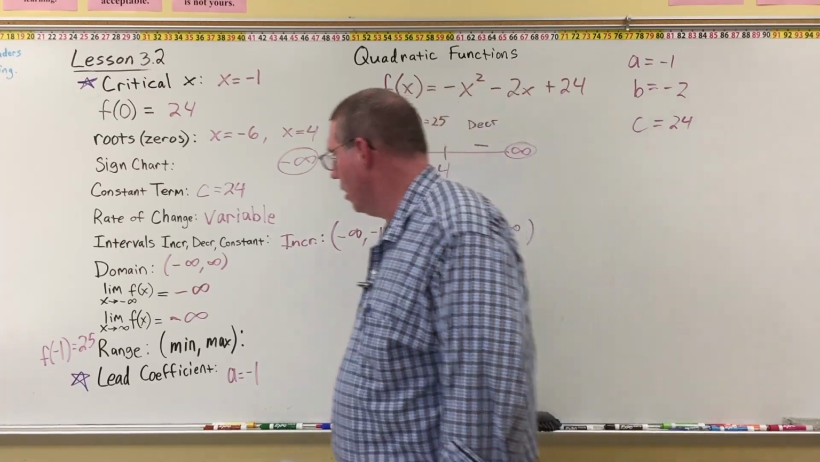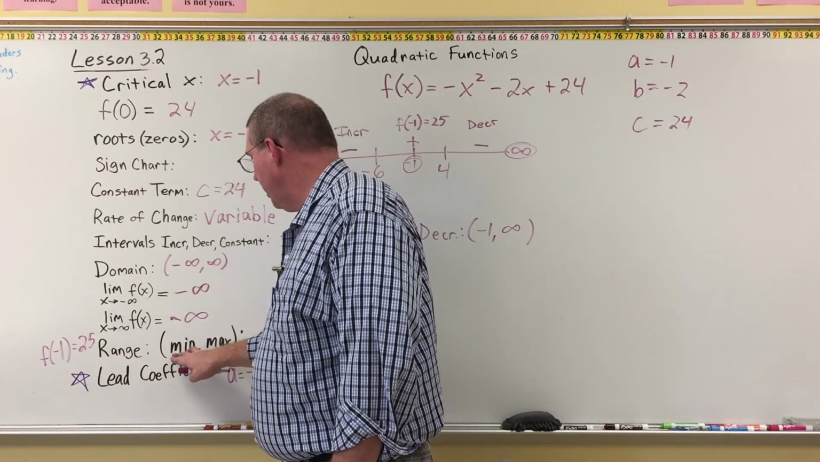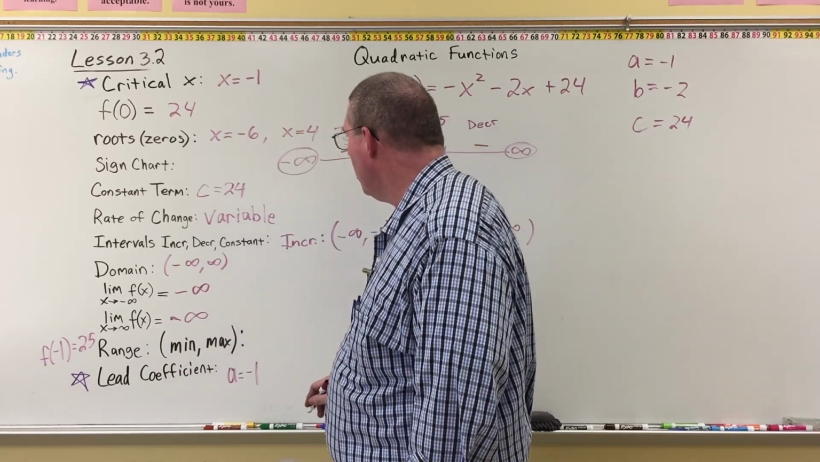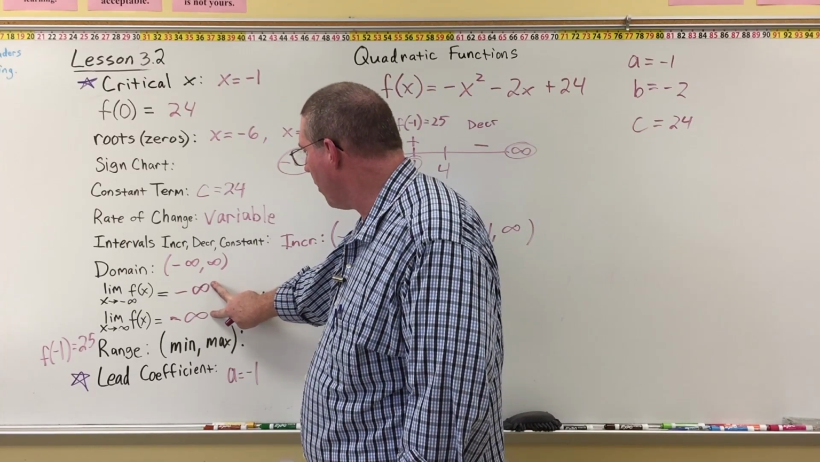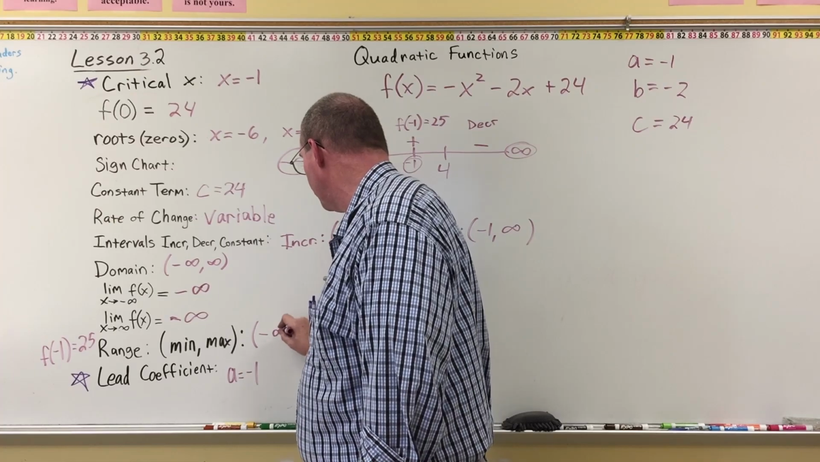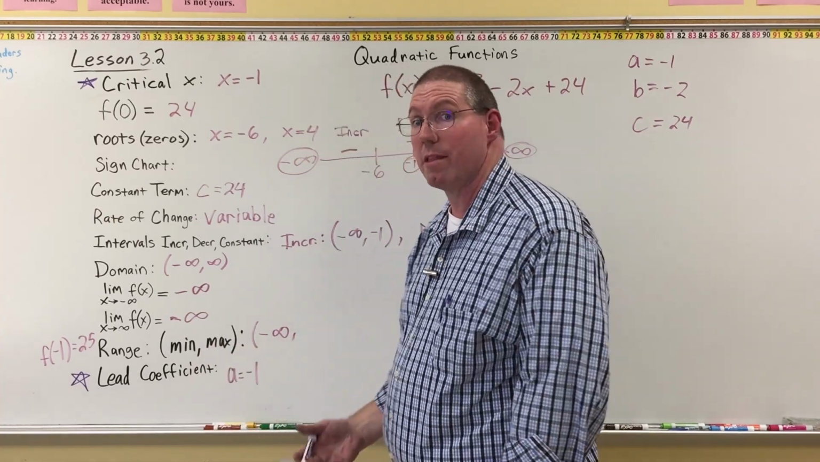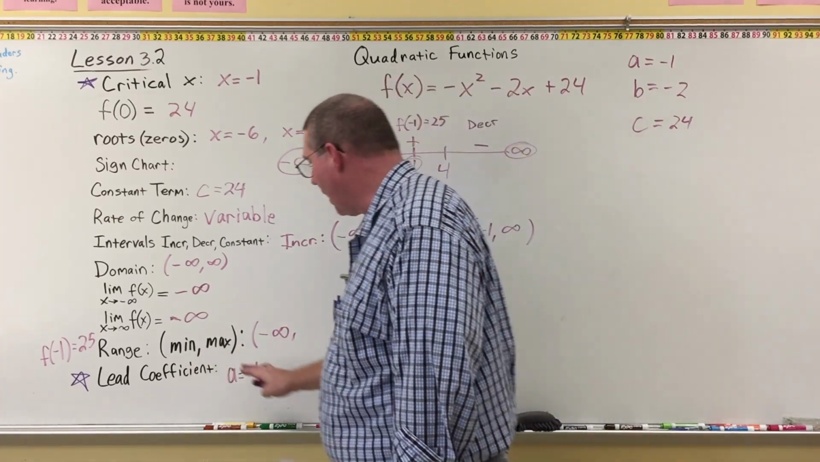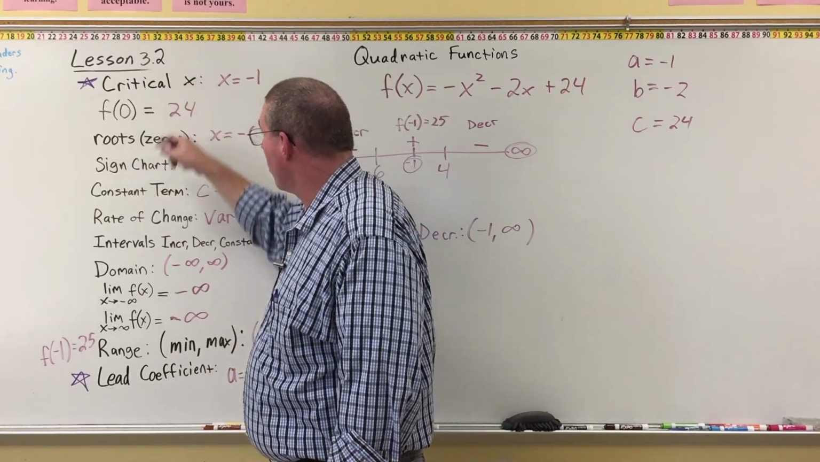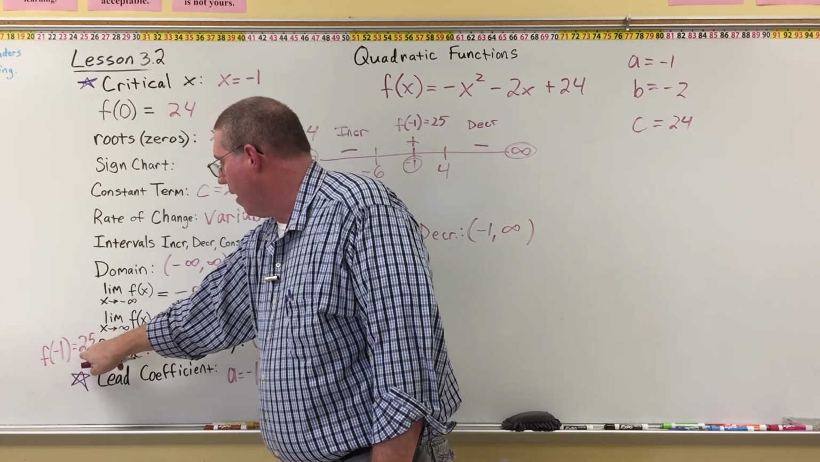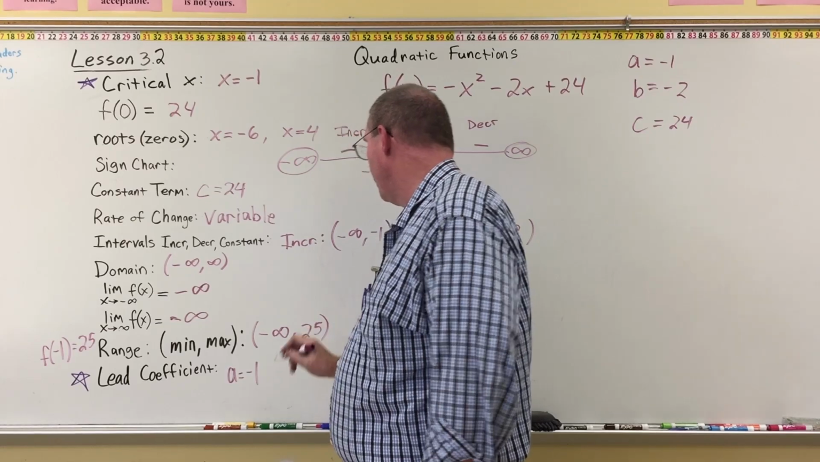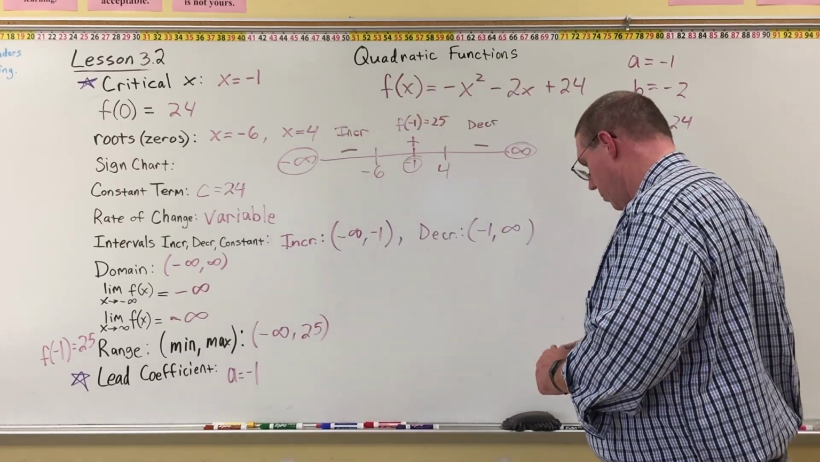Almost done. Last part, range. We just need the minimum value and the maximum value. Well, we know that the values can go down as far as -infinity. So we know that the minimum is going to be -infinity, which is actually no minimum at all. It means that there is no minimum. And then the maximum value, the highest that we ever go, is wherever our critical x is, f of -1, and the output value is 25. So the highest possible value for this function is 25, and we're done, okay?